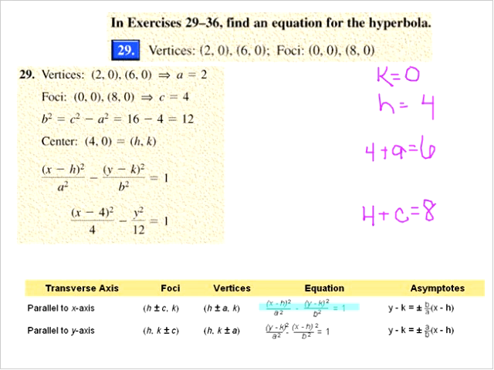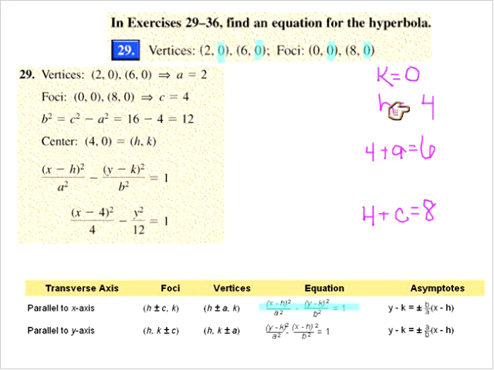Okay, and then the last problem with my hyperbolas today is we're going to find an equation for the hyperbola. So looking at my vertices and the foci, the y value is staying constant there, so that means that k must be 0. To find h, we take half the distance, or the middle point, between my vertices. So the point between 2 and 6 is 4. So halfway between those would be my center, and h would be 4.